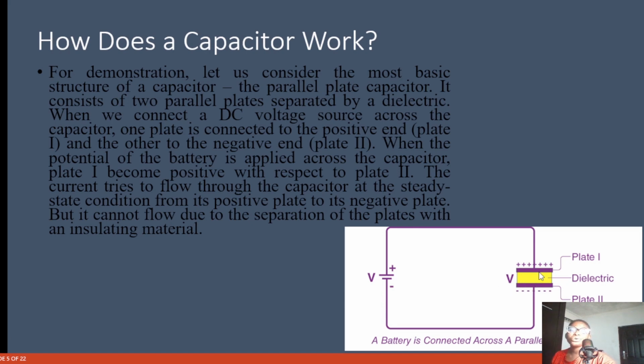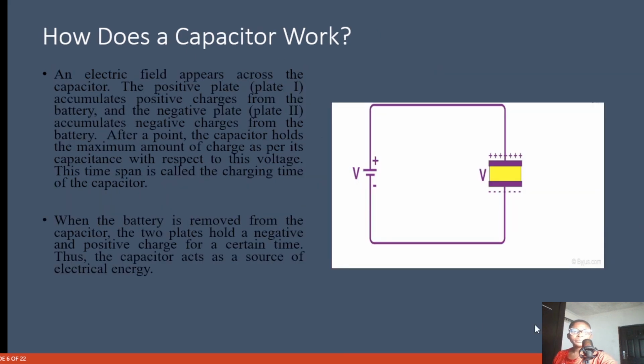This is how it is able to store charges, because ideally it collected the positive charge. Plate 1 is positively charged, plate 2 is negatively charged. But instead of the current continuing to flow, there is a separation. This is an insulator called the dielectric. This separation is what prevents the positive going into the negative part of the plate. So an electric field appears across the capacitor. The positive plate accumulates positive charge, and the negative plate accumulates negative charges from the battery. After a point, the capacitor holds the maximum amount of charge.